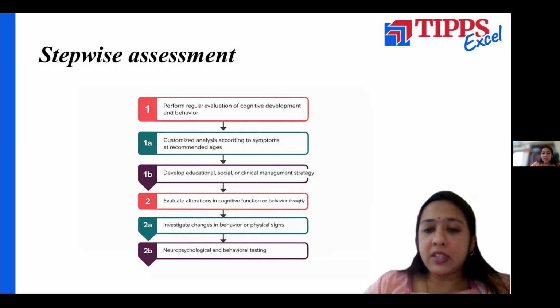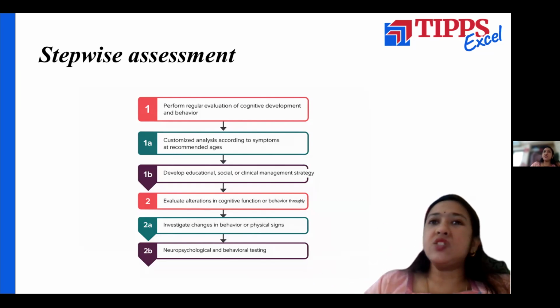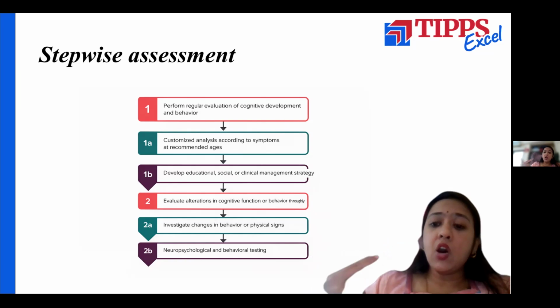So what we have as a psychiatrist, we should perform regular evaluation of the cognitive development and behavior, and customized analysis, because every child with tuberous sclerosis has different needs. Few children only have subtle ASD features without much issue. Few children don't have neurodevelopmental issues but have problems in learning, or few children have a lot of psychiatric manifestations like psychosis that can be because of tuberous sclerosis per se, or because of epilepsy complicating the picture.